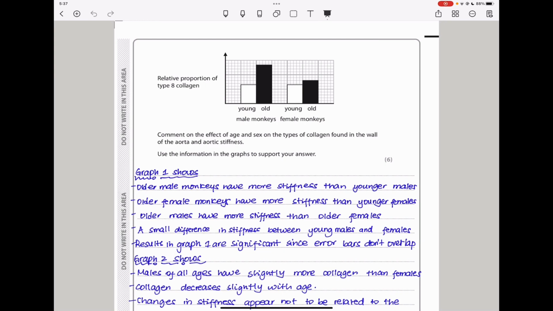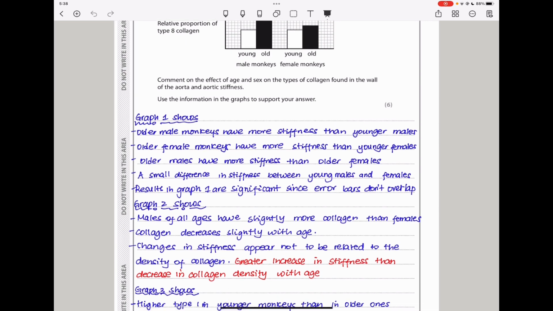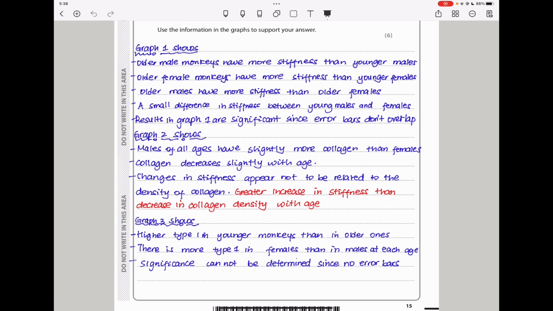Moving on. And then I said a small difference in stiffness between young males and females is also observed. Results in graph 1 are significant since error bars don't overlap. So if you look at graph 1 again, the error bars do not overlap, so we can say that the results can be believable. Now going to graph 2. Graph 2, remember, it's talking about the collagen.